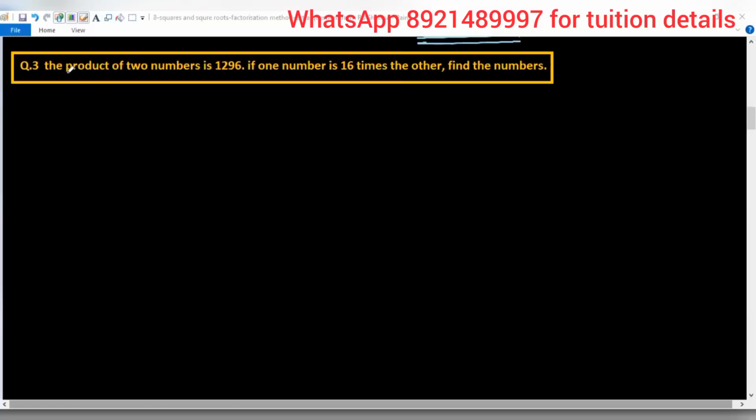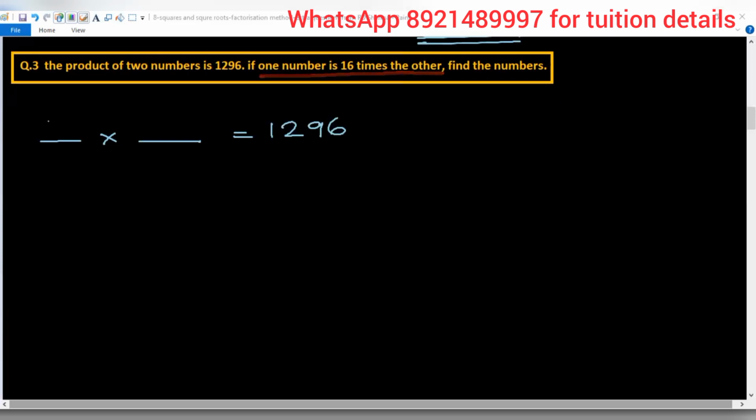Now this is our third question. The product of two numbers is 1296. If one number is 16 times the other, find the numbers. Okay, we have two numbers. We don't know what the numbers are. So one number into the other, we need 1296. But about the numbers, what is given? One number is 16 times the other.